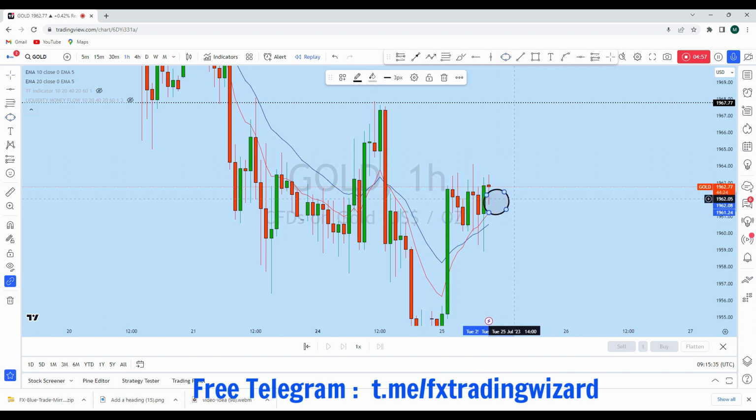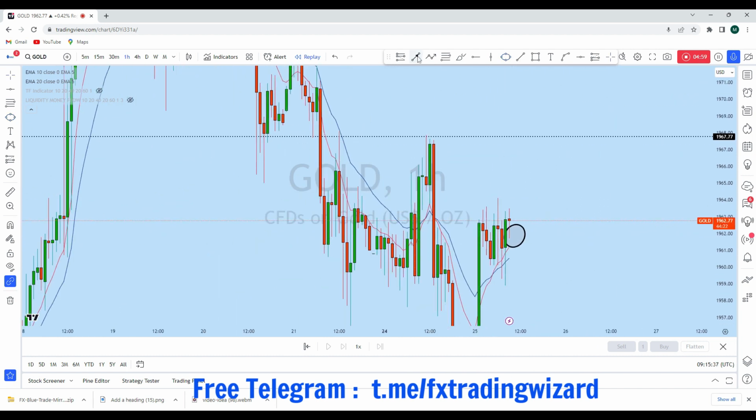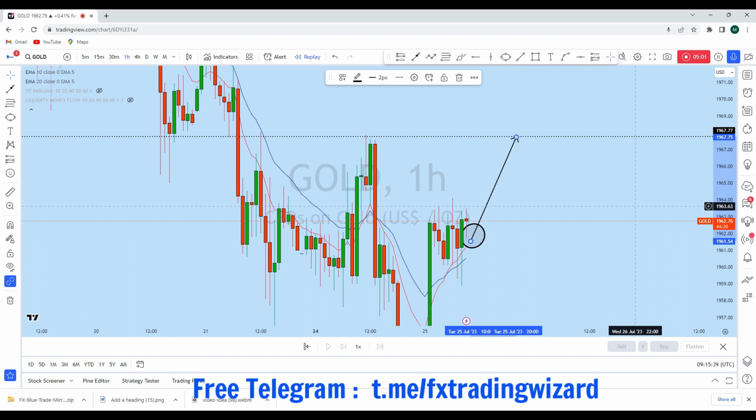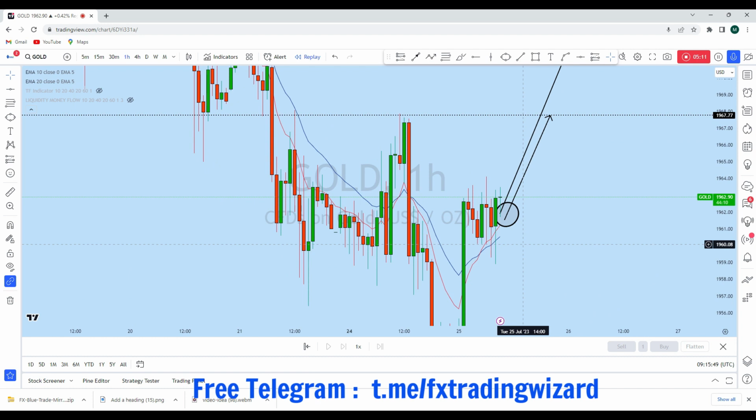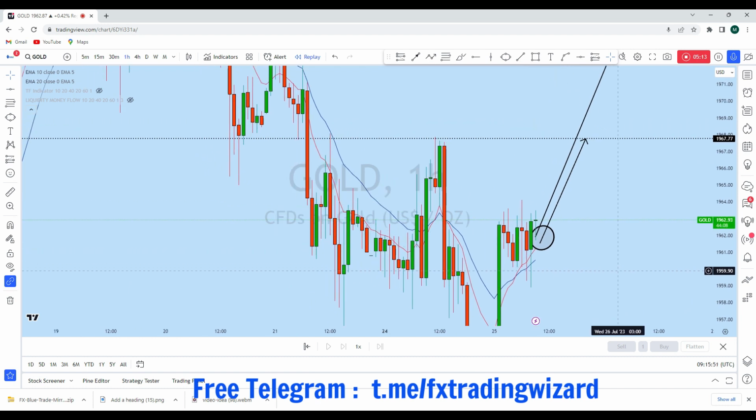This is where we are waiting for a potential entry opportunity on the lower time frame, such as the 5 minute or 15 minute time frame. As soon as you see gold has given a potential trading opportunity, we will consider going long with a high probability trade setup with our students.